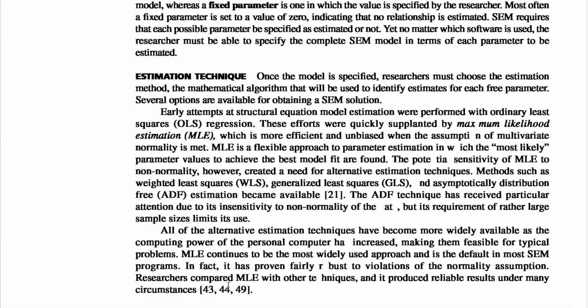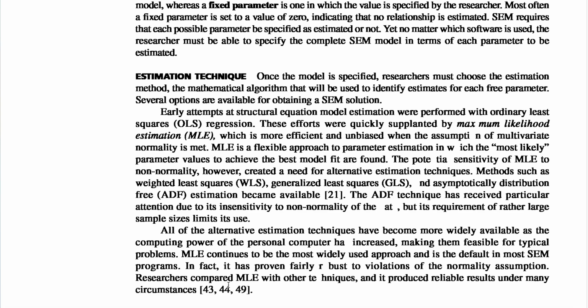We call it OLS regression. These efforts were quietly supplanted by maximum likelihood estimation, which is more efficient and unbiased when the assumption of multivariate normality is met. MLE is a flexible approach to parameter estimation in which the most likely parameter values to achieve the best model fit are found. The sensitivity of MLE to non-normality, however, creates a need for alternative estimation techniques.